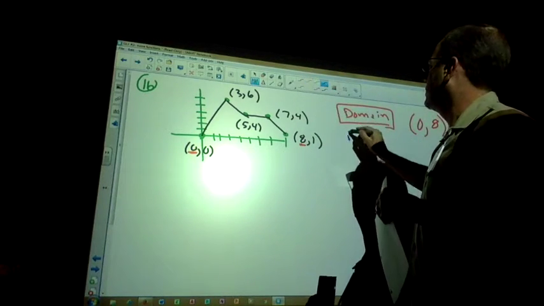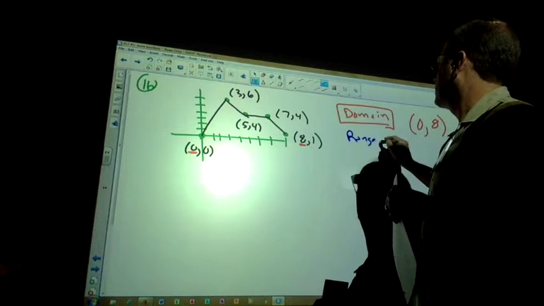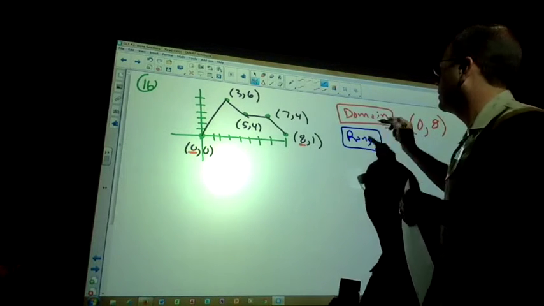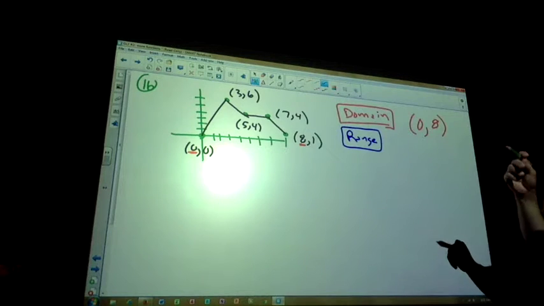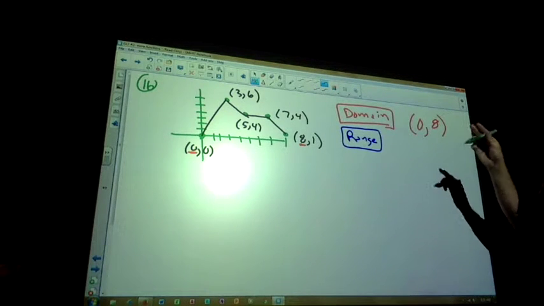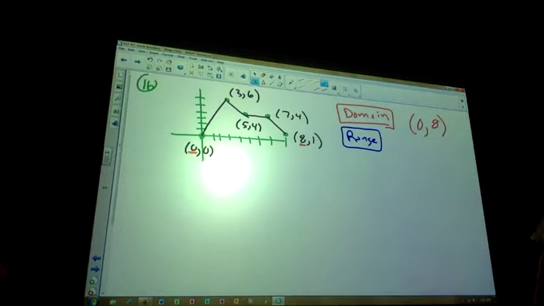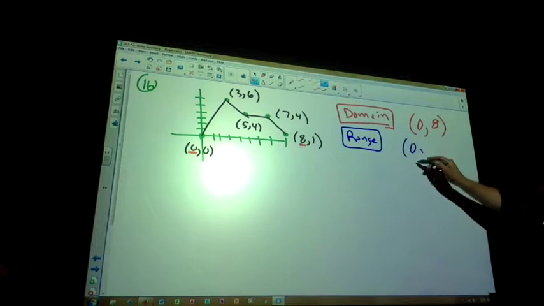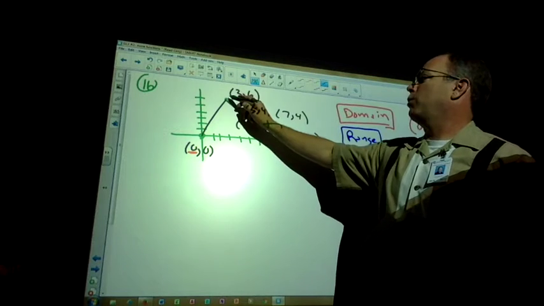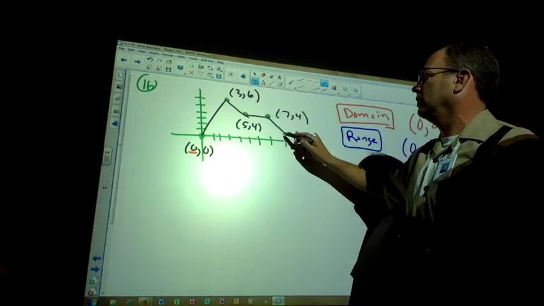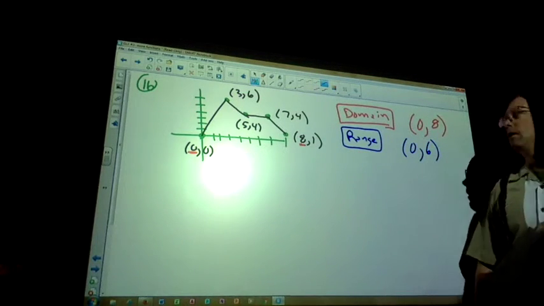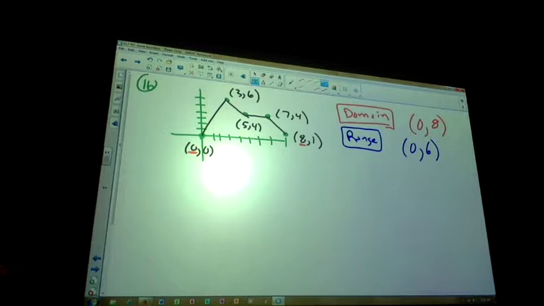Think of the range. Okay? The range is now the y values, which is 0, 6, 4, 4, and 1. Does that make sense if I said that? So what's the lowest y value? 0. What's the highest y value? 6. Good, 6. So from 0, it gets to the highest point here, and then it's on its way down. So that's how we represent our domain and range.